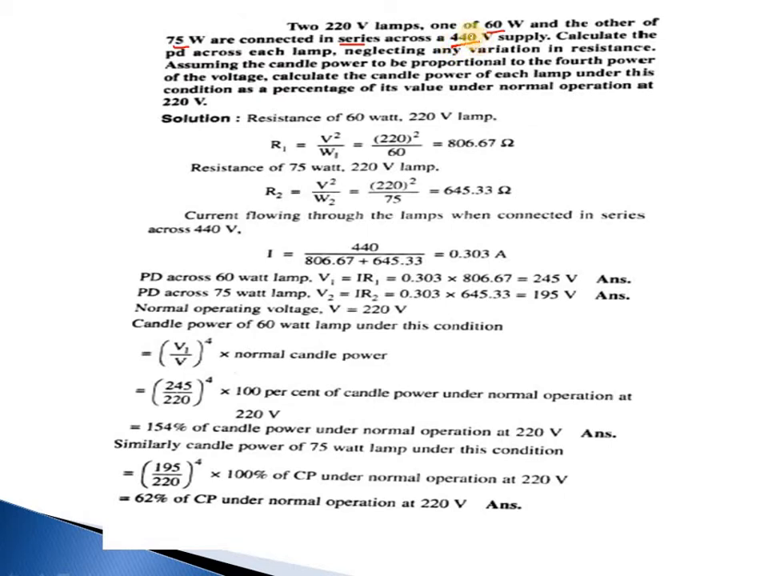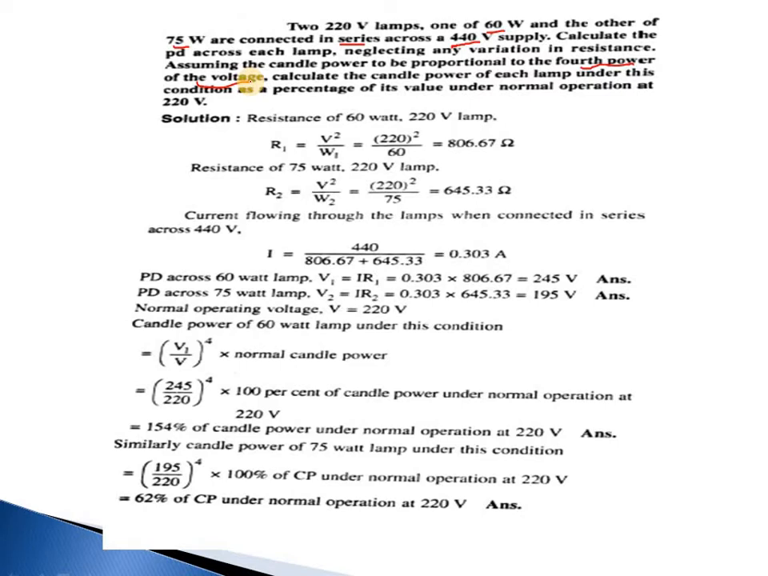and another one is 75 watt, connected in series across 440 volt. But the lamps are 220 volt lamps, connected in series to 440 volt. Calculate the PD across each lamp, neglecting any variation in resistance and assuming that the candle power is proportional to the fourth power of voltage.